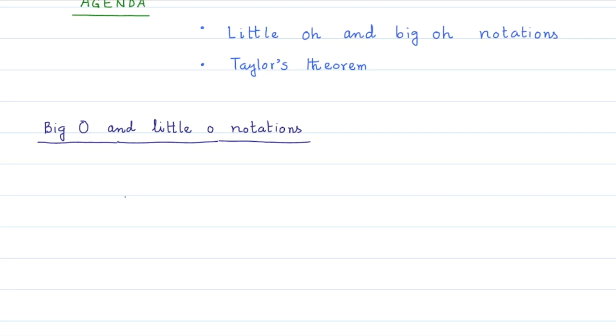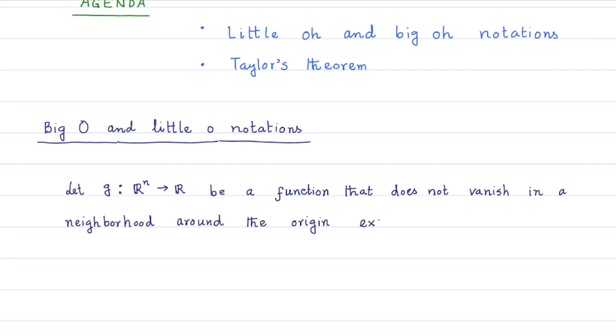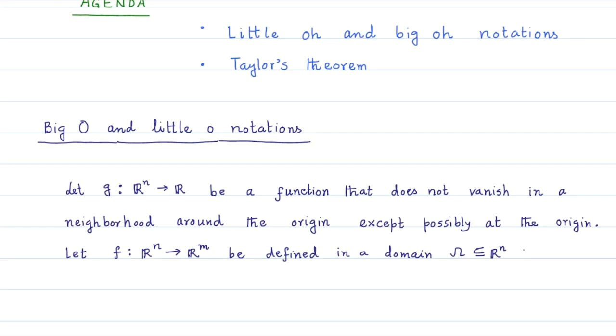We shall discuss these two notions, big O and little o, to compare two function values around the origin of the n-dimensional Euclidean space Rn. Let us be given two functions: a real valued function, say g, from Rn to the real number set that does not vanish in a neighborhood around the origin except possibly at the origin of the space Rn. And suppose the other function is f, which is a vector valued function defined on the Rn space whose domain may be a subset of Rn, but this domain includes the origin of the space Rn.